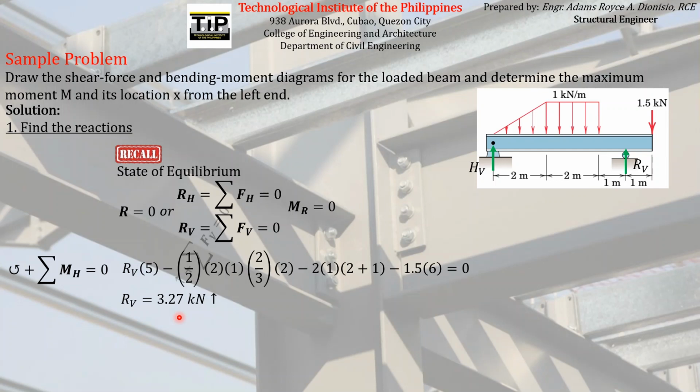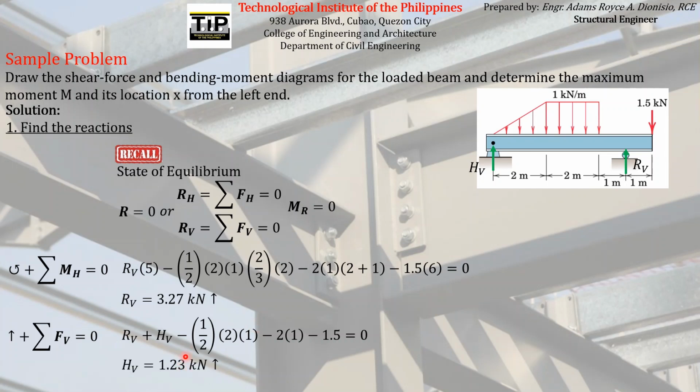Next, to find HB, we can use this equation of equilibrium. Summation of forces along the vertical direction must be equal to 0, upward positive. So the vertical forces acting on the beam are HB, RV, 1.5, and this triangular and rectangular load. So let's just sum up their magnitudes and take note that we already solved for the value of RV, which is 3.27 kilonewton. So we just have to substitute that here to solve for HB, which is this.